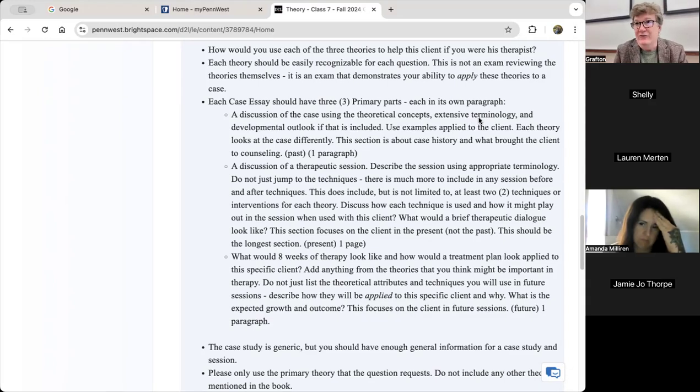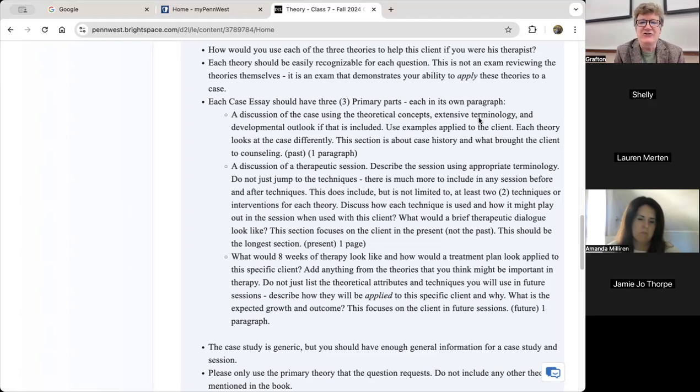If you're going to use those things, and remember, they're not techniques, use them and tell me what you're doing, but use them with the client. Apply them to the client. I don't need a description of the theory. Nowhere in this question does it ask for a description of the theory. It only asks for an application of the theory. It demonstrates your ability to apply these theories to a case.